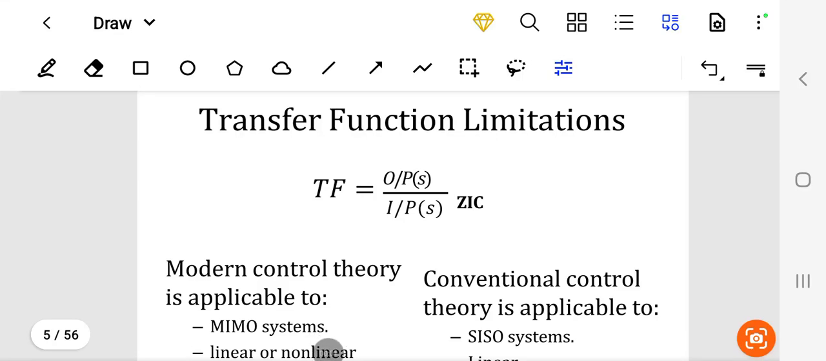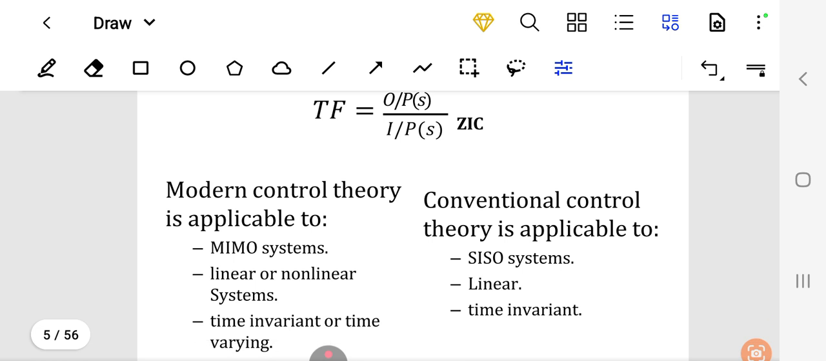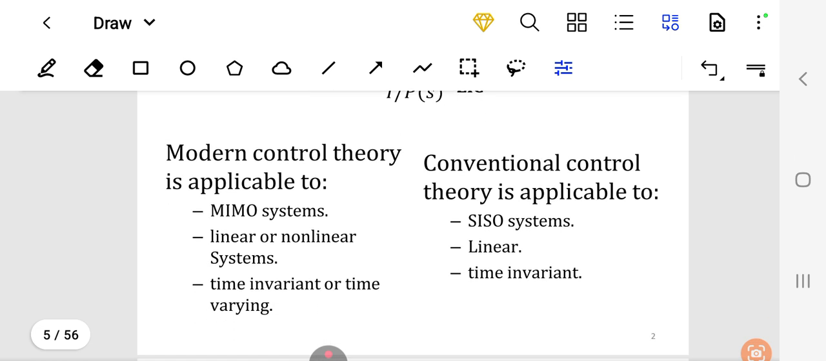Hello all, we are going to begin with transfer function limitations. Transfer function equals output of S divided by input of S at zero initial conditions. For the conventional control theory, which is applicable for single input, single output systems, SI stands for single input and SO stands for single output. The system must be linear and time invariant.